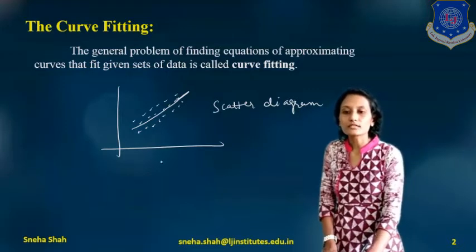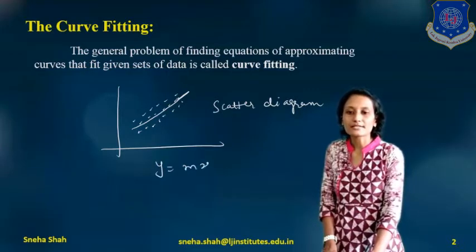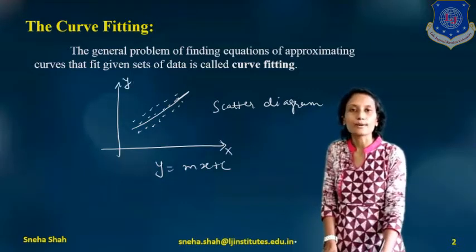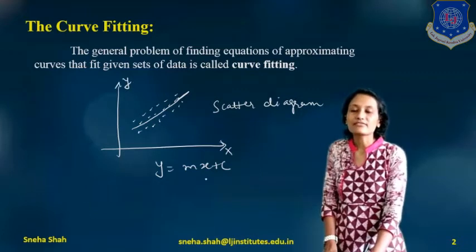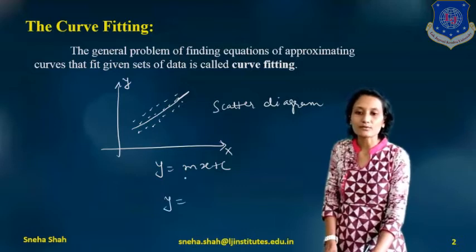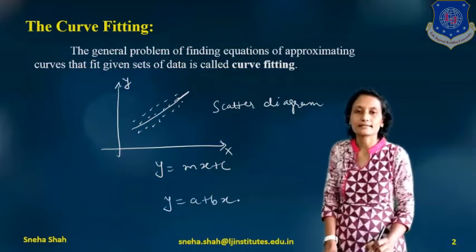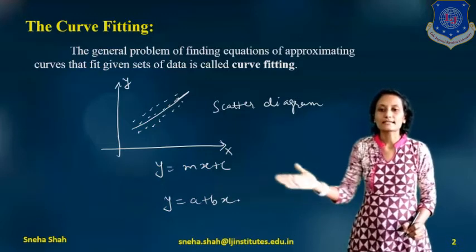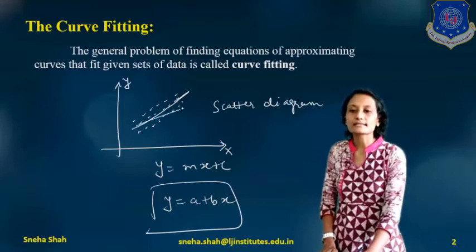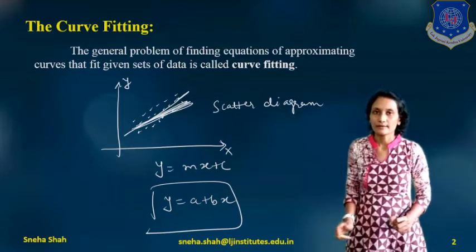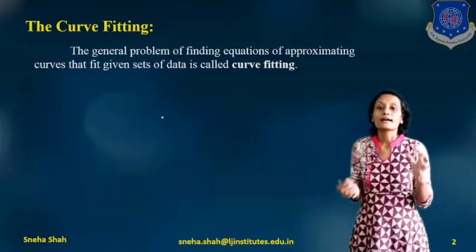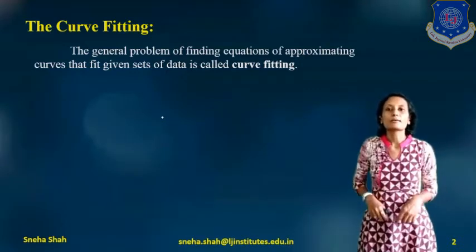As you know, the equation of a line will be y equals mx plus c, if I represent this as x and this as y. Now instead of this, if I represent the constants as a and b, then this will be represented as y equals a plus bx. We can also represent it in this format. This is the equation of a line. So if I represent it in the form of a line, we can say that the curve will be fitted in the form of a line.